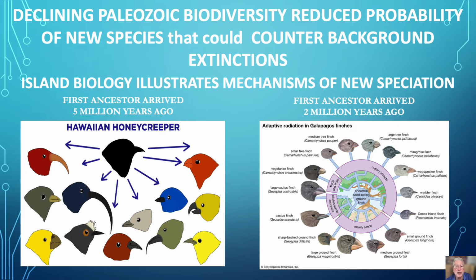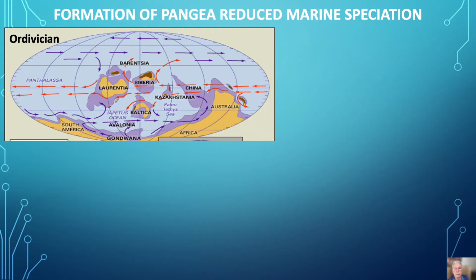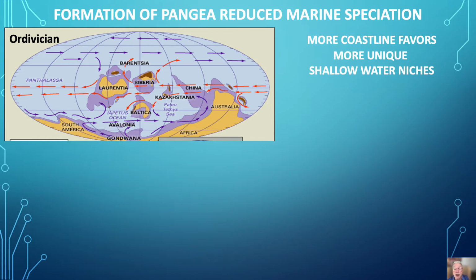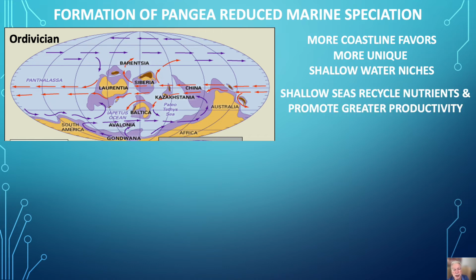Likewise, the ancestors of the Galapagos finches arrived about 2 million years ago on the volcanic islands and radiated into at least 14 unique species. During the early Paleozoic, in the Ordovician, many of today's continental landmasses were just a multitude of separate large volcanic islands or microcontinents. Islands provided more coastlines with unique coastal niches for marine species.